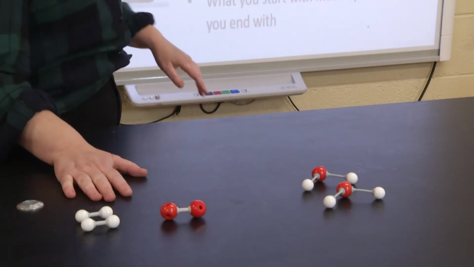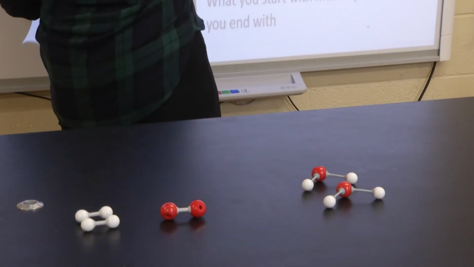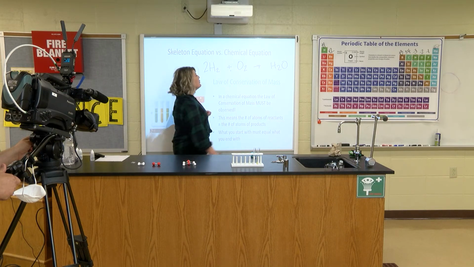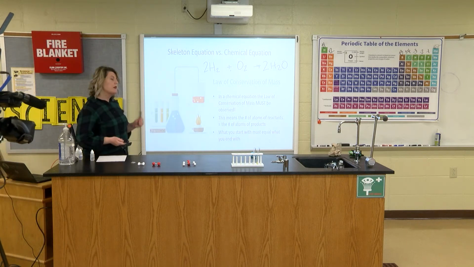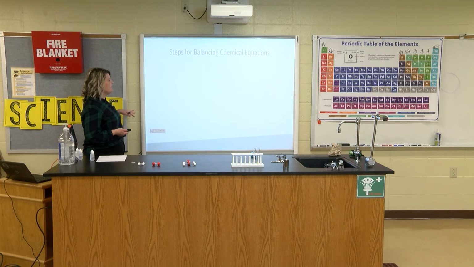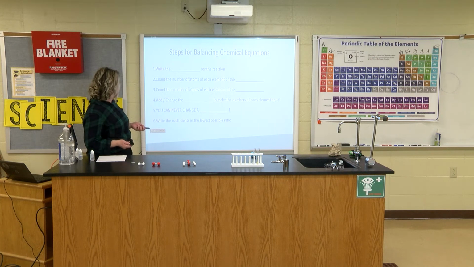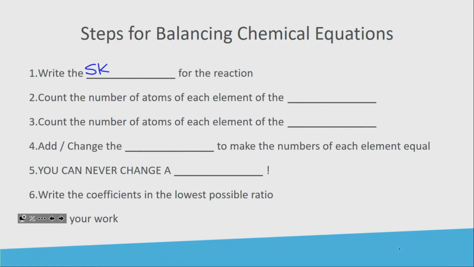So what this tells me in a chemical formula is that I need 2 of these H2 molecules, I need 1 O2 molecule, and I'm going to get 2 waters. So there are some steps for this. The first step is you got to write the skeleton equation. Okay? So write the skeleton equation, which is what we've been working on.